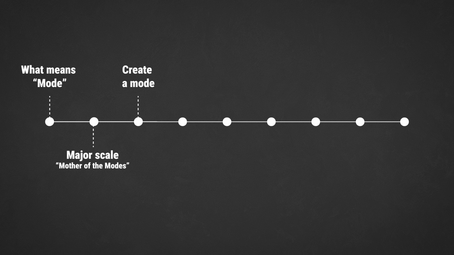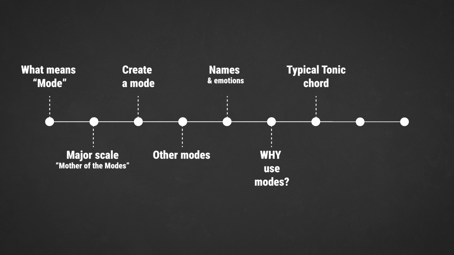Next we'll create our first mode, and soon after that, the other ones too. Then it's time to name the modes and see what emotion each mode evokes. After this, we will see why we actually should use modes and compare them side by side. We will also learn which typical chord is associated with each mode, so we can make music with it. Next, I'll show you how to improvise over modes. Last, we'll look at some examples that show the power of the modes. So, let's go for it.